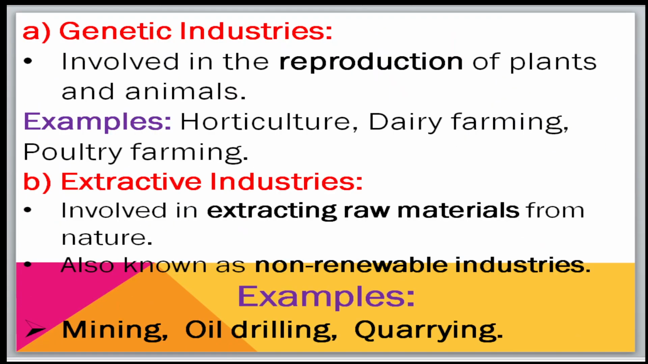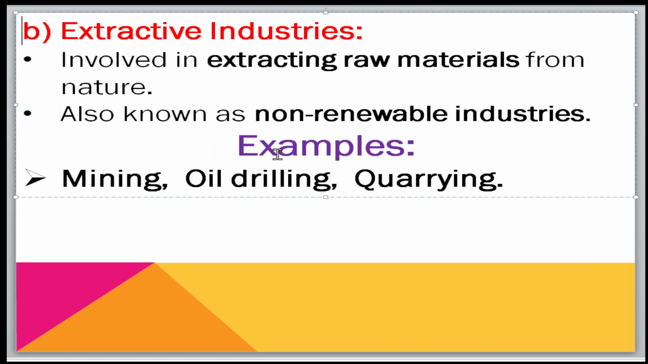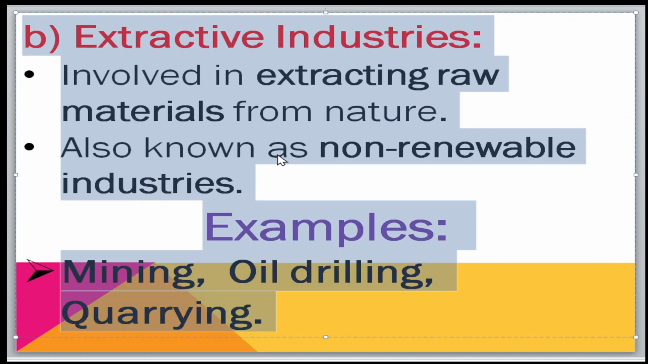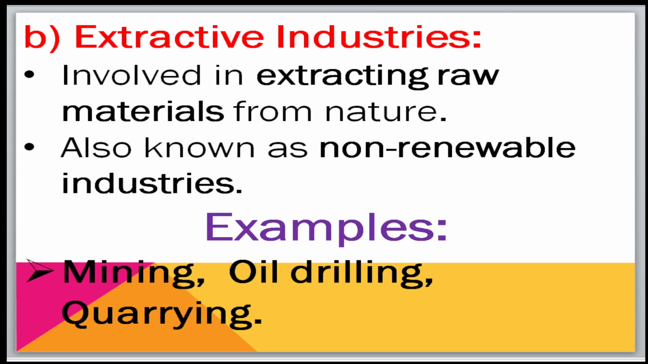Secondary industry. In this one we have the second type of industry, the primary industry's extractive industries. It involves extracting raw materials from nature, also known as the non-renewable industries.